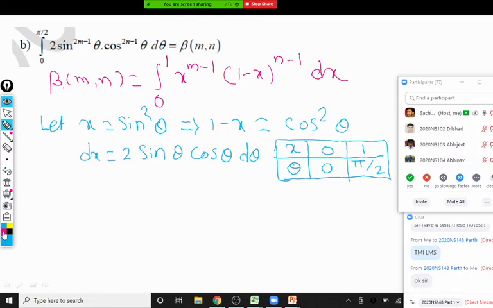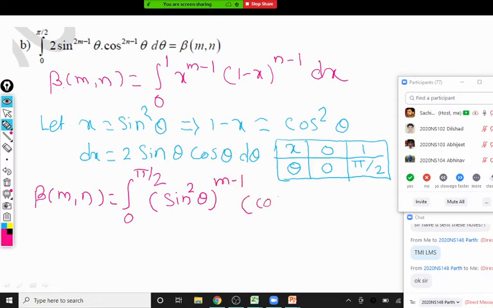Therefore, this integral beta mn will become the integral from 0 to pi by 2. The value of x is sine square theta, so sine square theta raised to m minus 1. The value of 1 minus x is cos square theta, so this is cos square theta raised to n minus 1, and the value of dx is 2 sine theta cos theta d theta. That is about the replacement only. And the next step should be the required answer, and you can check, yes, that is the required answer there.